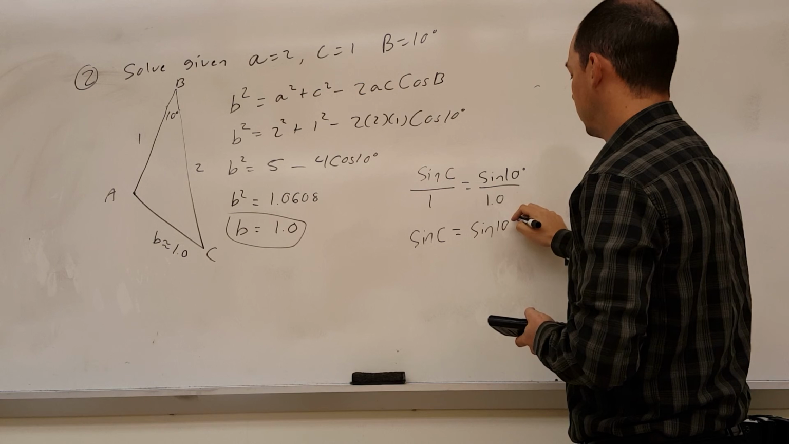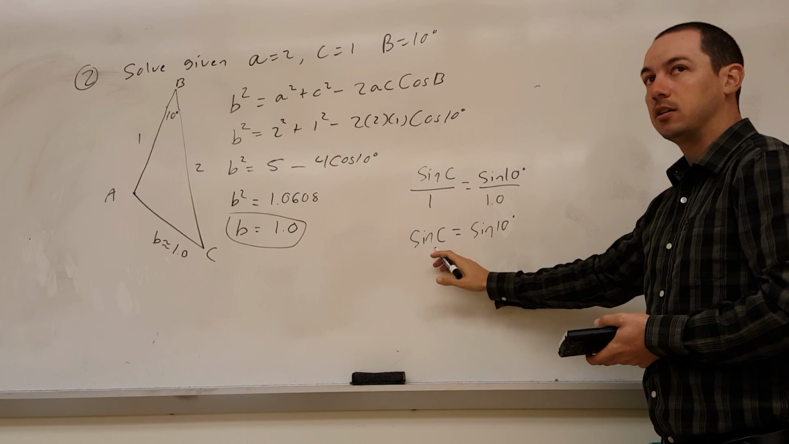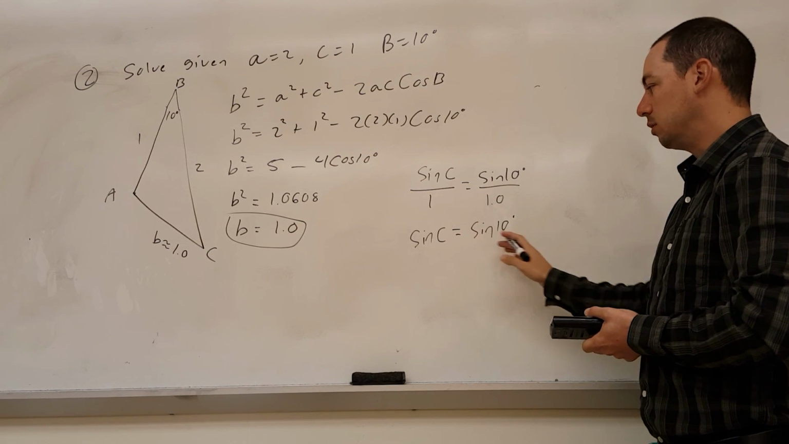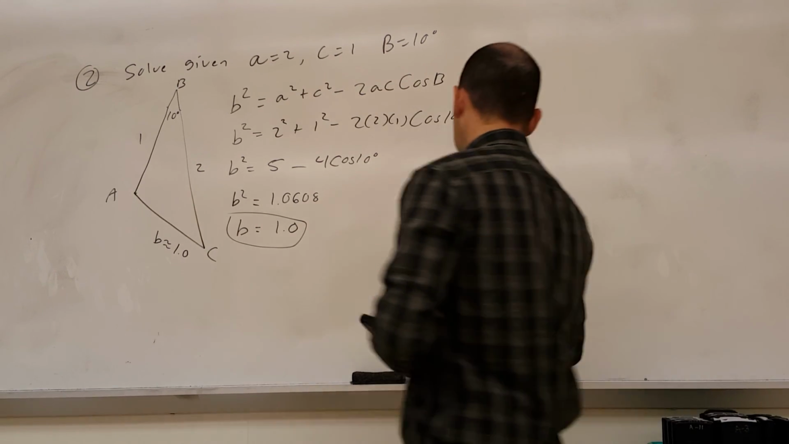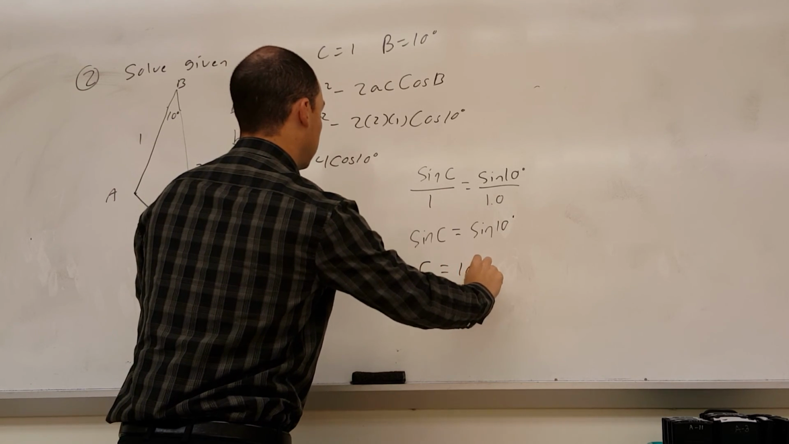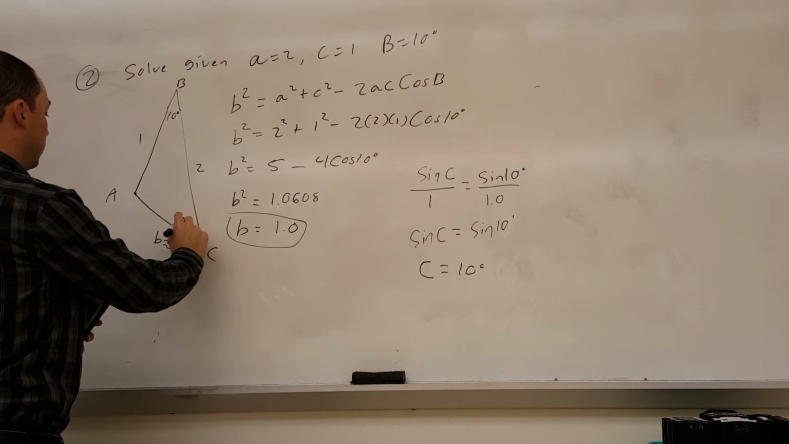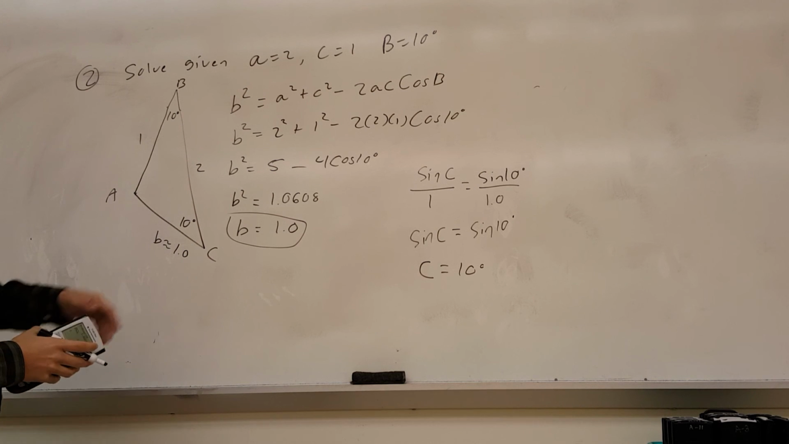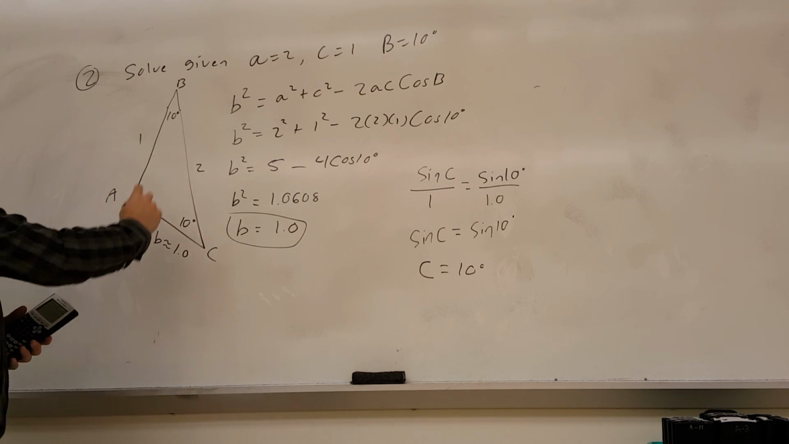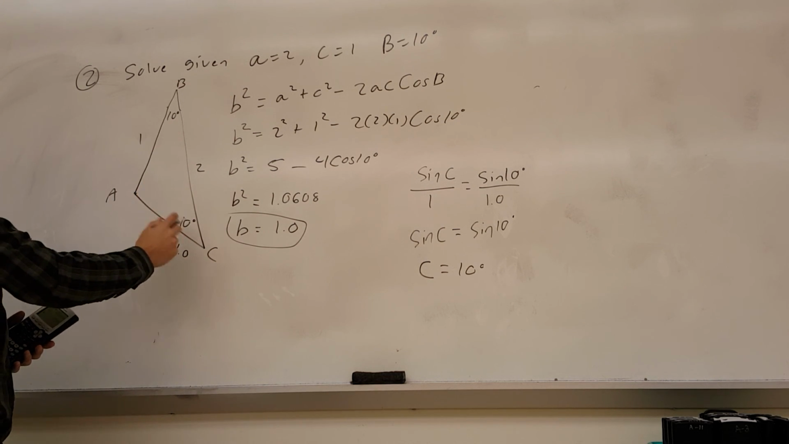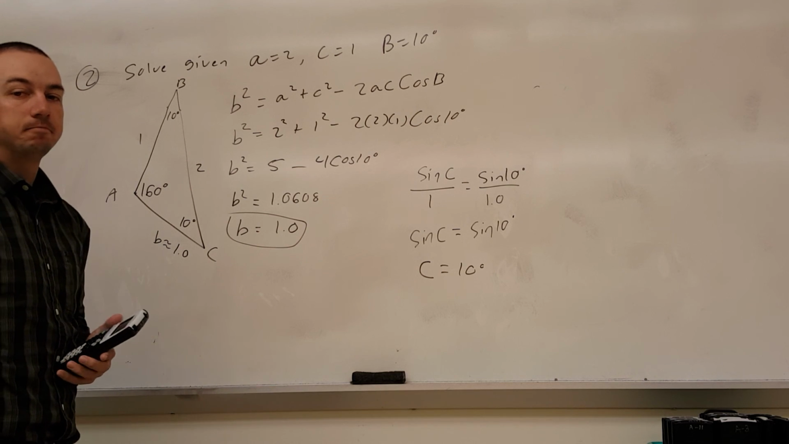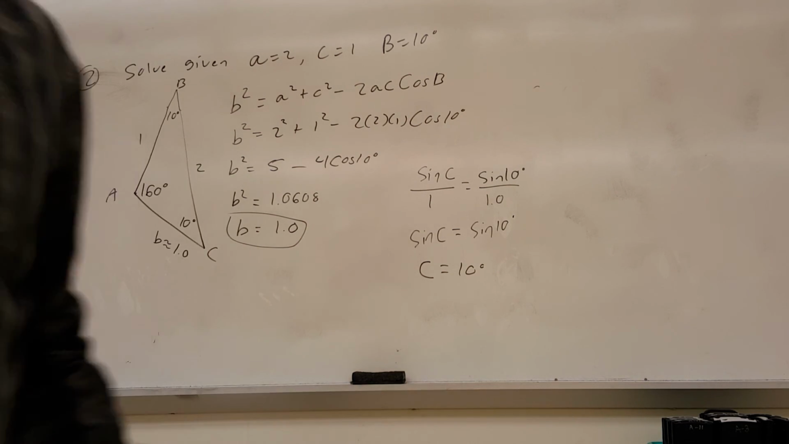There you go. The sine of some angle is equal to the sine of 10 degrees. Well, C must equal 10 degrees, or about 10 degrees, right? Because we rounded, but it's okay. C is going to be 10 degrees. We have two angles, we want to find the other angle. Let's see, 180 minus 10 is 170, minus 10 is 160. A is 160 degrees. And we're done.